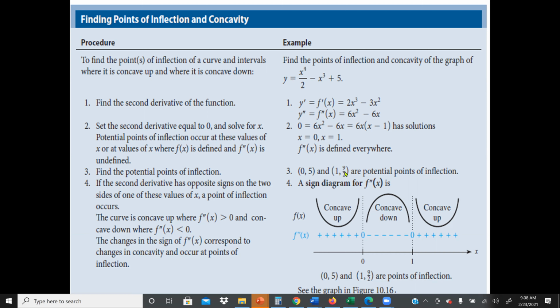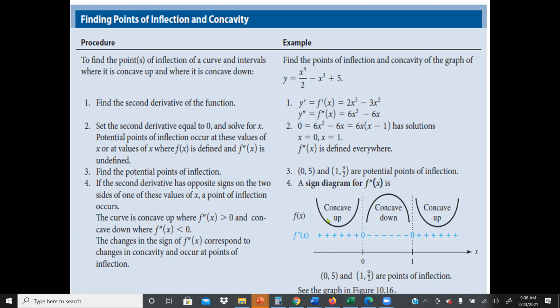9 over 2. Now, here we say what? These are the potential points of inflection. We are not saying that they are points of inflection, which is why in step 2 we get 0 and 1. We say the second derivative is defined everywhere, but at the moment we don't know the point of inflection yet. Now we need to test it.